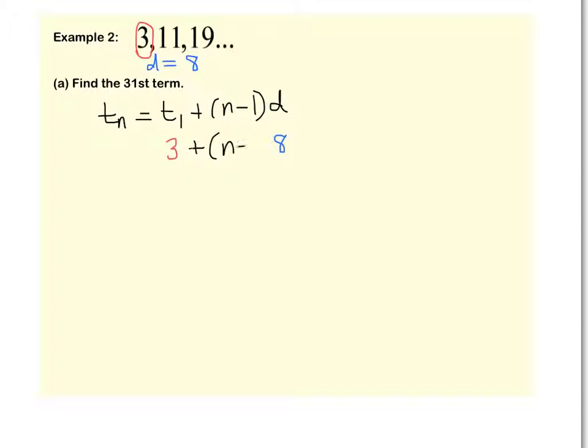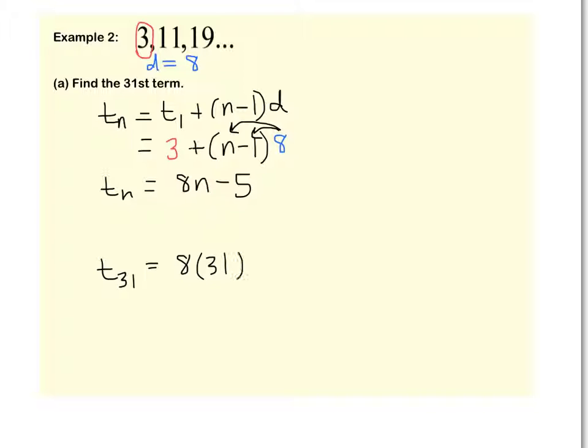So, doing some distribution with that 8 and combining like terms gives us that Tn is equal to 8n minus 5. So now the question says find the 31st term, and I can just plug in 31 for n, and I'll get that that term is 243.